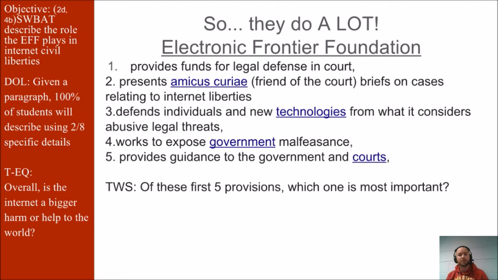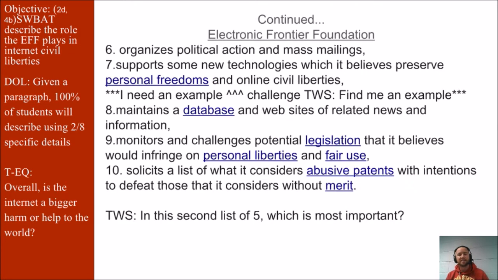Number 4, works to expose government malfeasance. And number 5, provides guidance to the government and courts. But that's not all they do. They do so much. So another think, write, share in terms of picking the most important of the next 5.